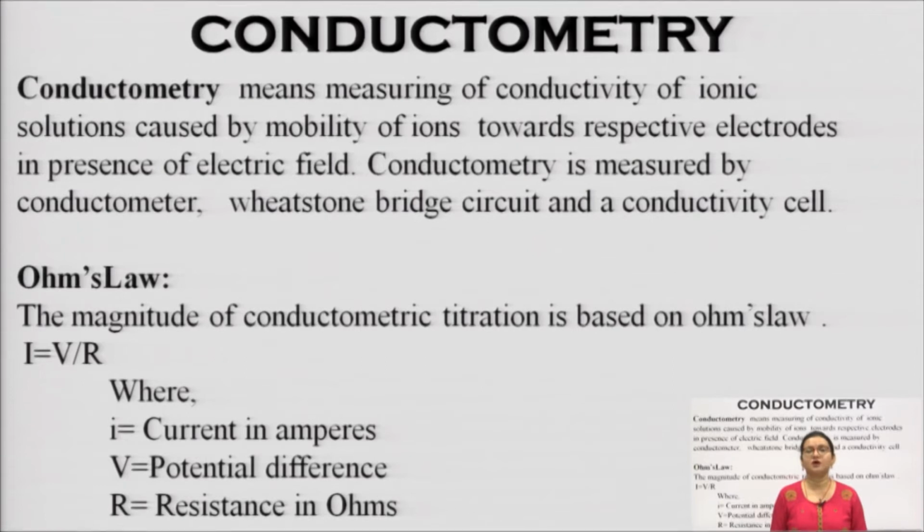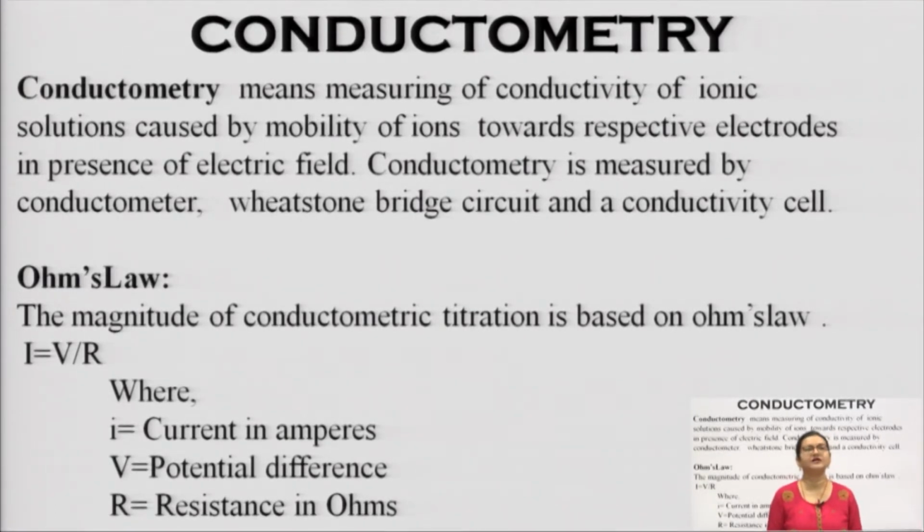According to Ohm's law, this generated current, denoted by I, the current in amperes, is directly related to the potential difference or voltage generated in the conductivity cell, and is inversely proportional to the resistance inside the conductivity cell. So, thus simply, what is Ohm's law?